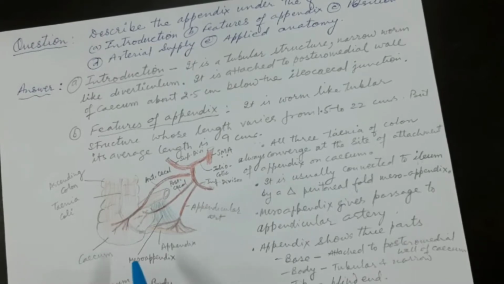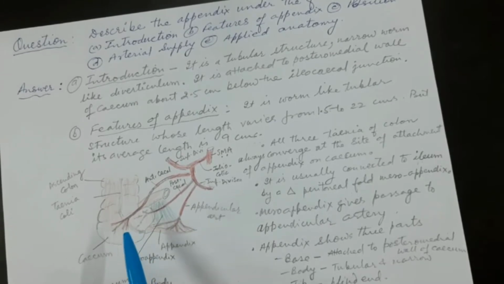So sometimes a surgeon who is not able to find the position of the appendix in the right iliac fossa while doing surgery follows this tinea coli and goes towards the medial side. Where the tinea coli terminate, there will be the appendix. So they can find out the appendix. Sometimes it is really difficult to trace the appendix in the right iliac fossa.